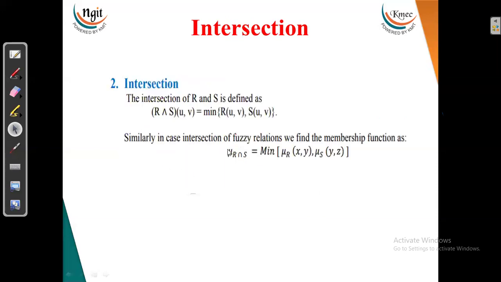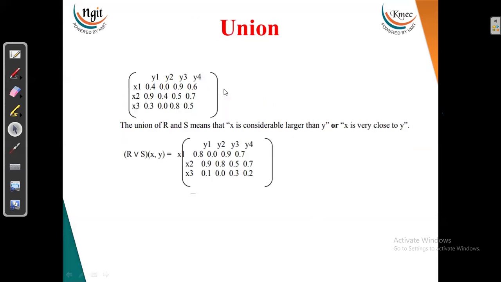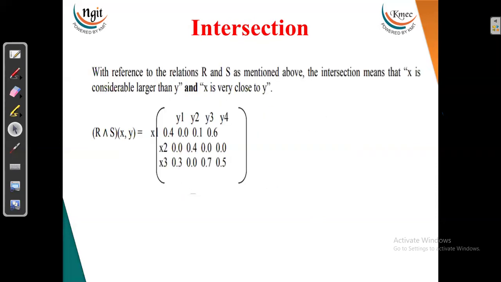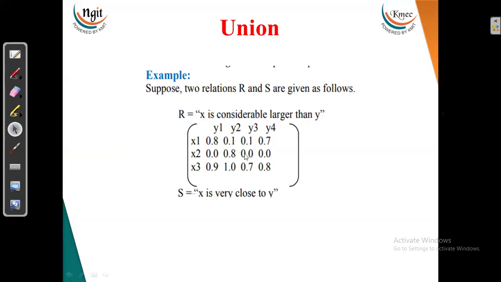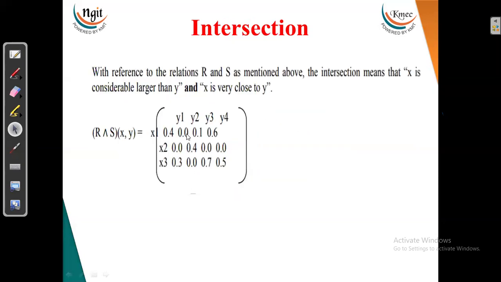Now intersection, the same as it is, only we have to find the minimum. The minimum value between the two relations will come under the intersection. I'm repeating the same example. Here it is 0.8, here it is 0.4. So what do you get? 0.4. Done. If you go for the second value, 0.0 over here, and it was 0.1, which one is minimum? You should get 0.0. Like this, whenever you do intersection, this is the symbol. As I said, this is like and. There we got or. So this is intersection.